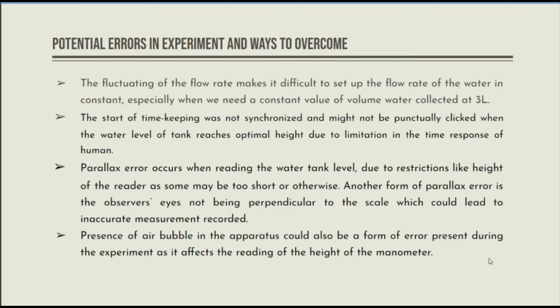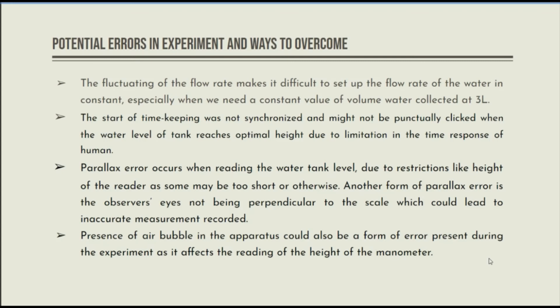First, the fluctuating of the flow rate makes it difficult to set the flow rate of water to be constant, especially when we need a constant volume of water collected at 3 liters. The start of timekeeping was not synchronized and might not be clicked exactly when the water level of the tank reaches the optimal height due to limitation in time response. Parallax error occurs when reading the water tank level due to restrictions like the height of the reader, as some may be too short or otherwise.